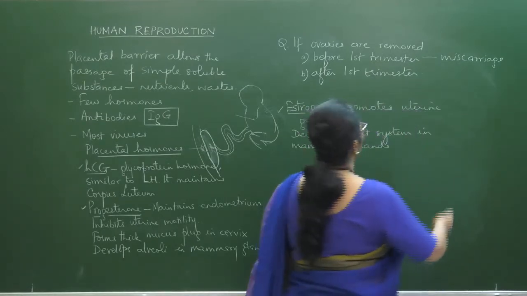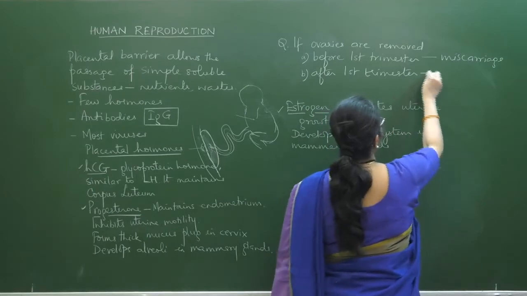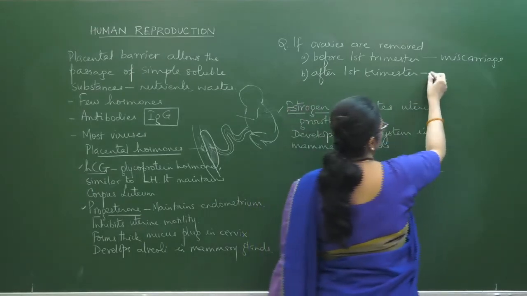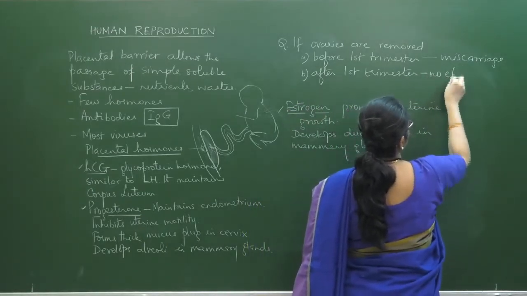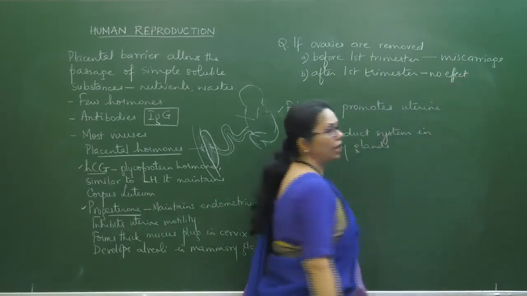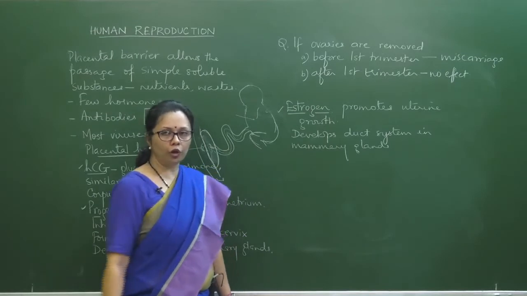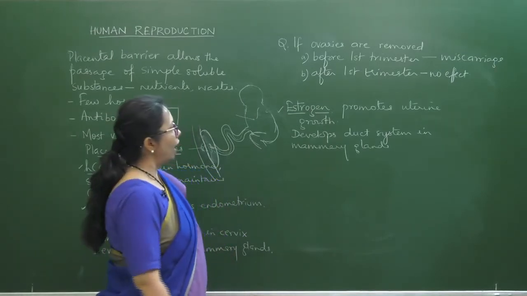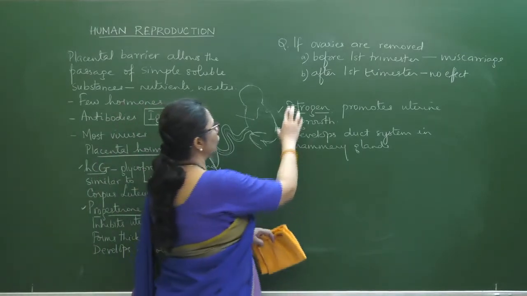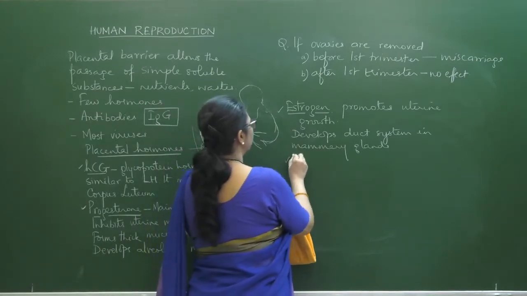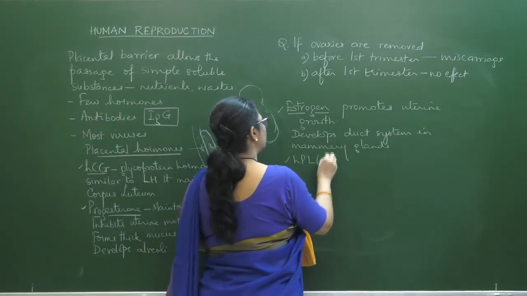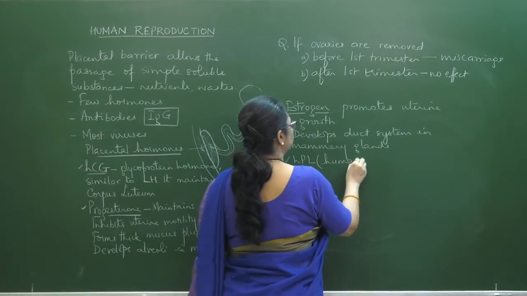Shruti, correct answer. Good. So after the first trimester, nothing happens. No effect, because now the placenta has taken over, and it is the sole source of progesterone. Fine, good. So this is one, and lastly we can mention HPL, that is human placental lactogen.